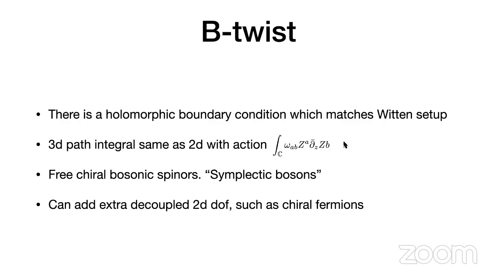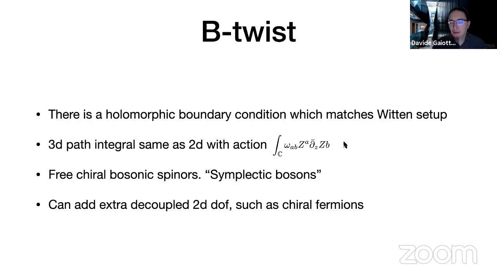Excuse me, so it looks like some sort of beta-gamma system? Yes, it is, except that beta and gamma are both spin 1/2. Yes. And that is what you call symplectic bosons. Yes, symplectic bosons. I see. Yes. Okay.